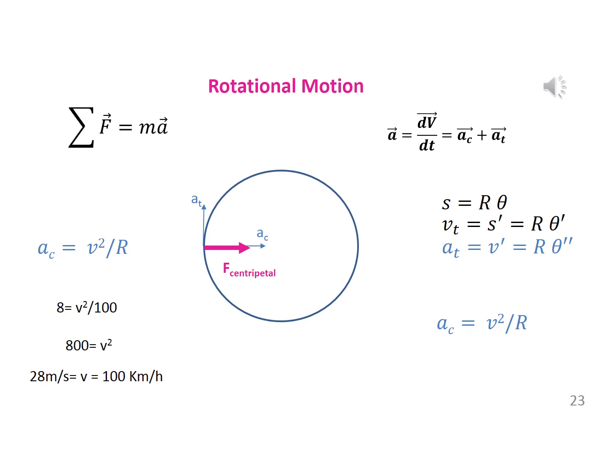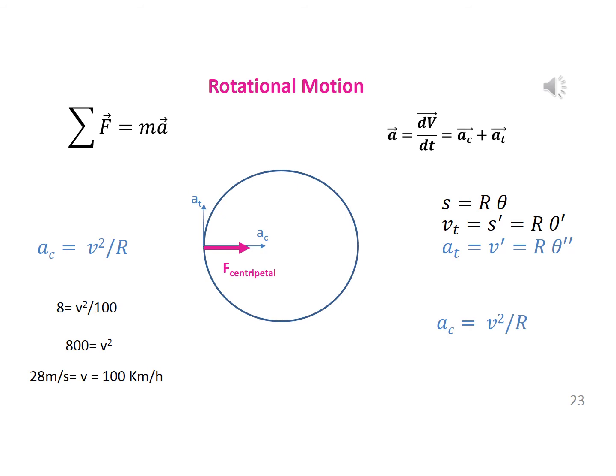Now let's better understand A centripetal in rotational motion. Even if a particle is moving on a circle with a constant speed, meaning the change of speed is zero, meaning v prime is zero, okay, so AT would be zero because AT is the derivative of VT. But AC is not the derivative of anything. It is V squared divided by R. So it only depends on V.